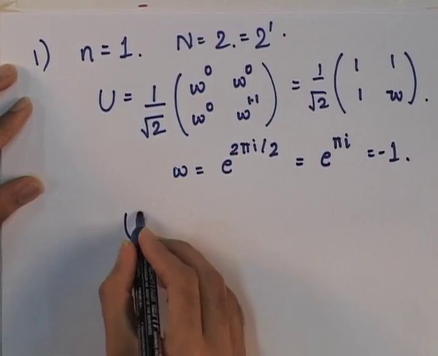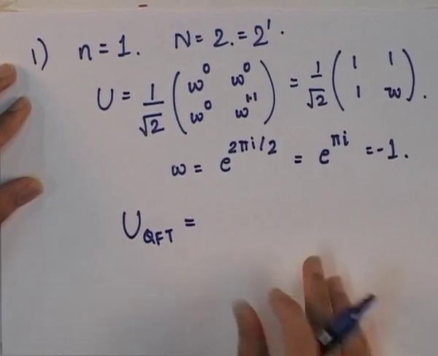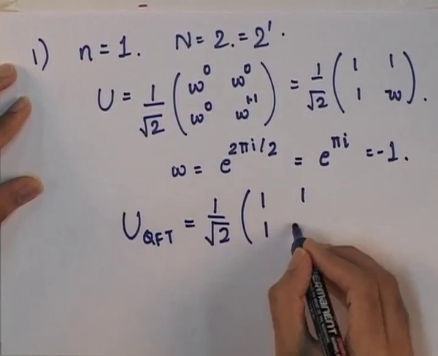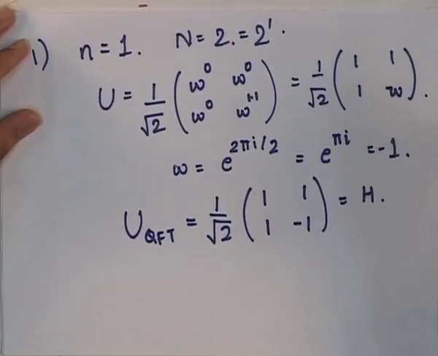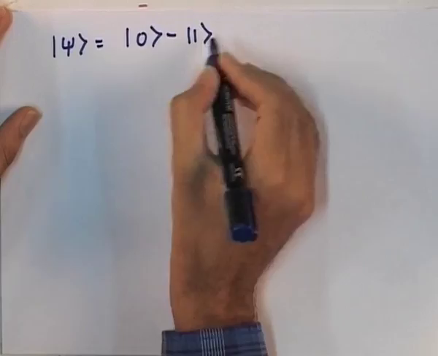So, we get U QFT, the operator corresponding to the quantum Fourier transform, to be 1 upon root 2 times 1, 1, 1, minus 1. Now, this is simply the Hadamard gate. And this was discussed in the lecture as well. So, the operator corresponding to the quantum Fourier transform for a 1 qubit state is the same as the Hadamard gate.